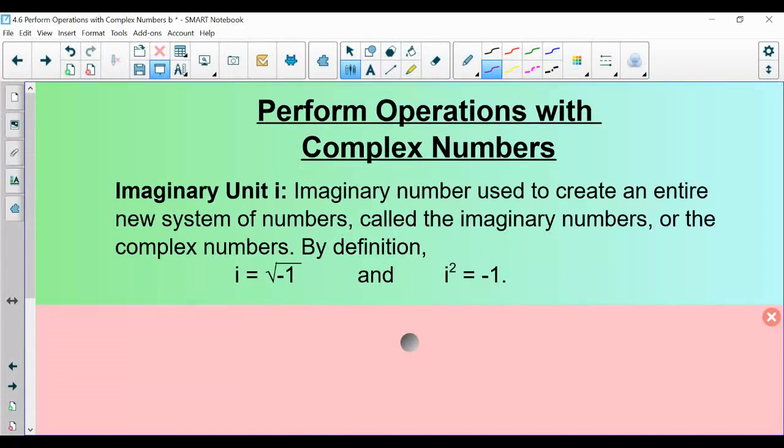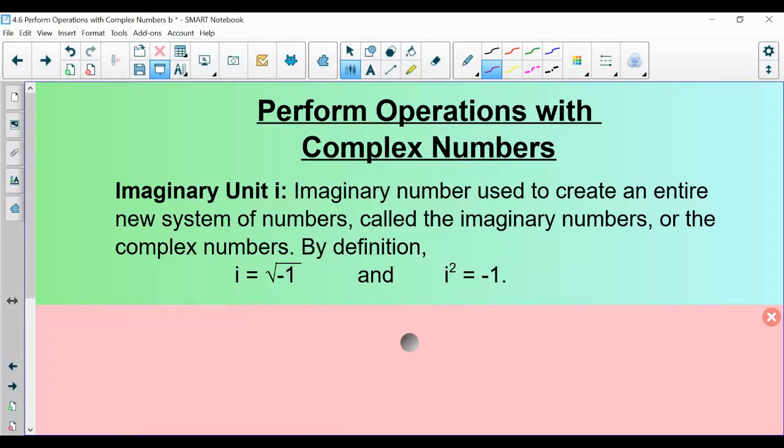Here's what we know about i. i is equal to the square root of negative 1. Historically, if I asked what is the square root of negative 1, you would tell me it doesn't exist. You can't do it. You type it into your calculator, you get an error. But I'm going to tell you now, from now on, when you see the square root of negative 1, you're going to replace that with the letter i.